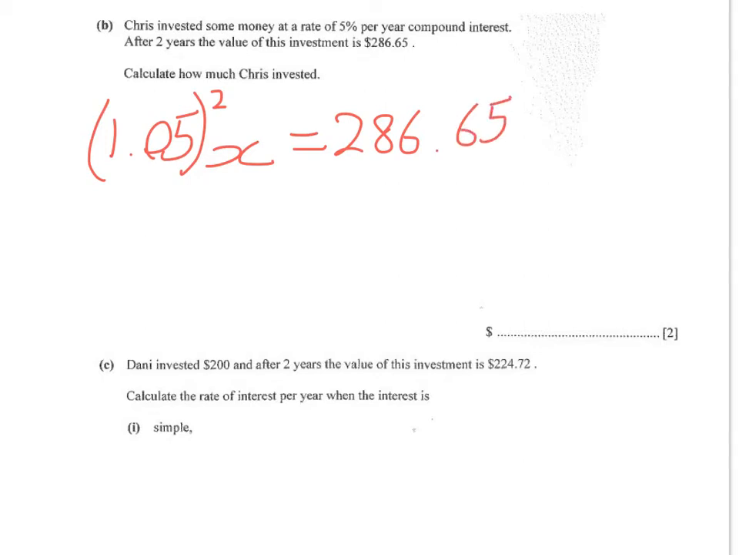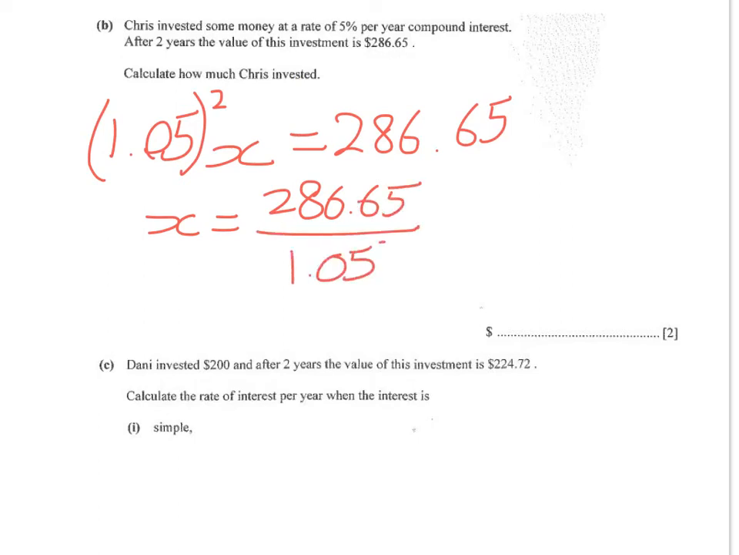So a bit of rearranging, just like in the last question. And X gives me $286.65 divided by 1.05 squared. I'll just plug that into my calculator. And it gives you a satisfyingly round and reassuring number, $260 exactly.